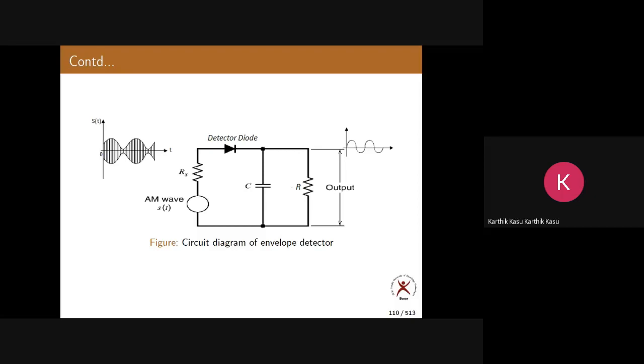Now, we have some conditions about that discharging time constant. It should neither be too large nor too small. It should be optimum. So what is that optimum value? Your discharging time constant RC should lie between 1 by fc and 1 by fm. So for better performance of your ED, meaning envelope detector, your time constant RC should be in between 1 by fc and 1 by fm. Okay.